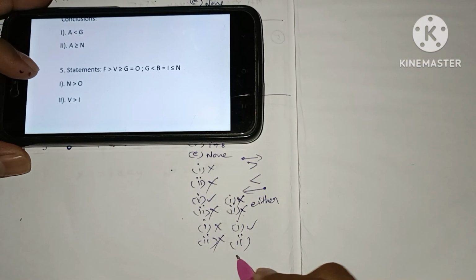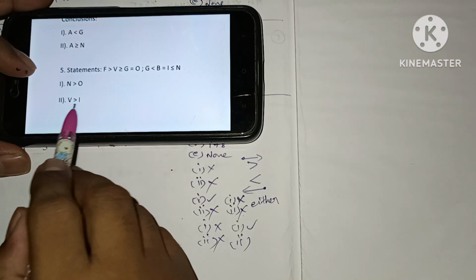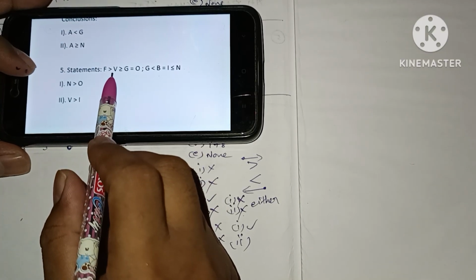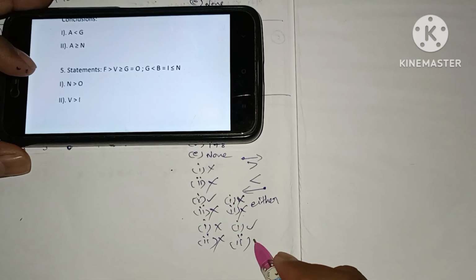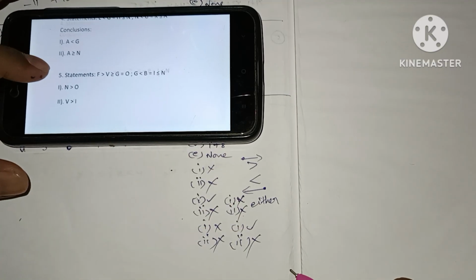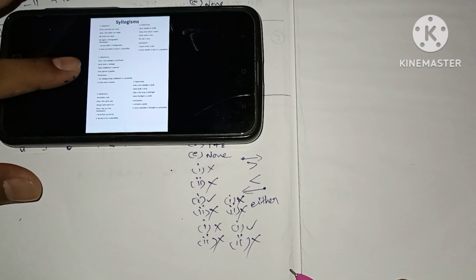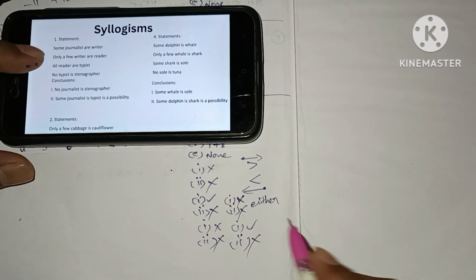Second conclusion, the flow from V to I. From V we can reach G. From G we cannot reach I. So second conclusion is false. Now we are going to see syllogisms. Syllogisms, first question.